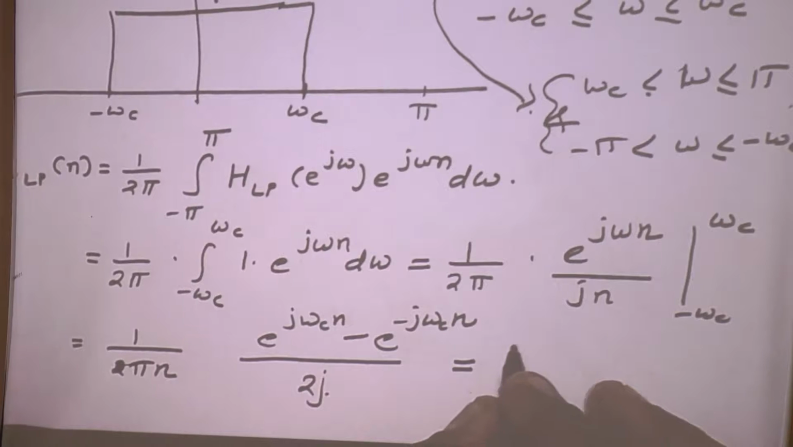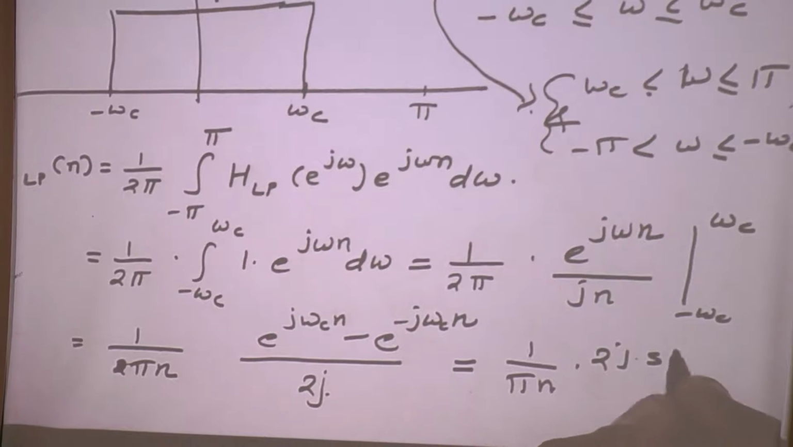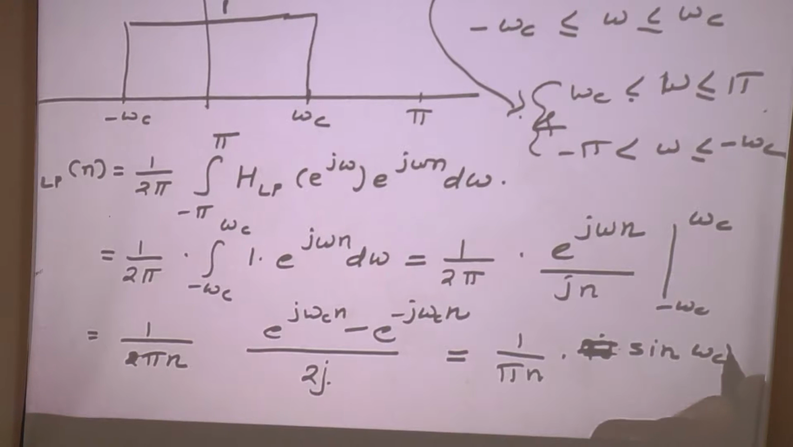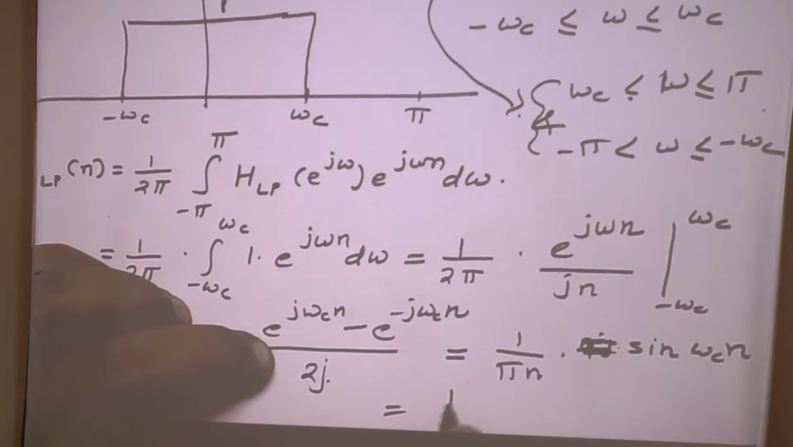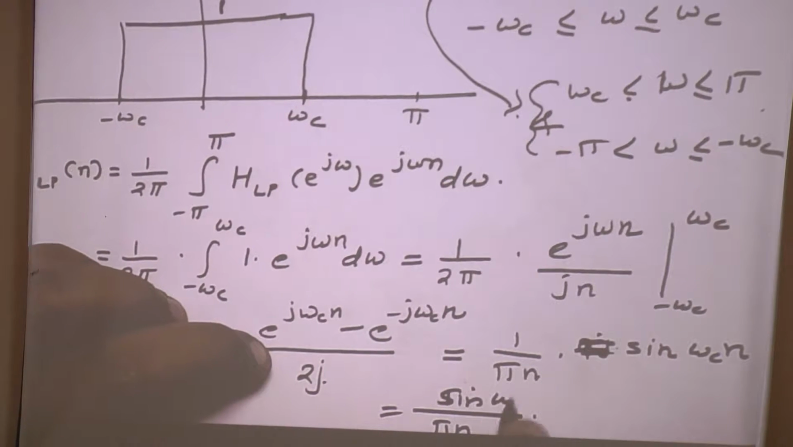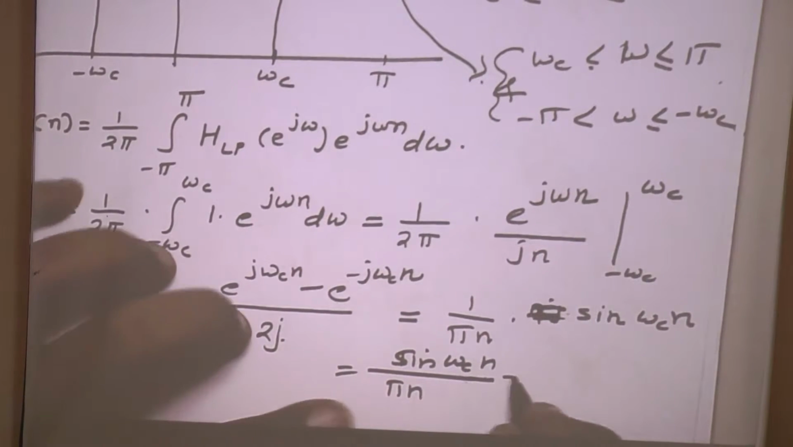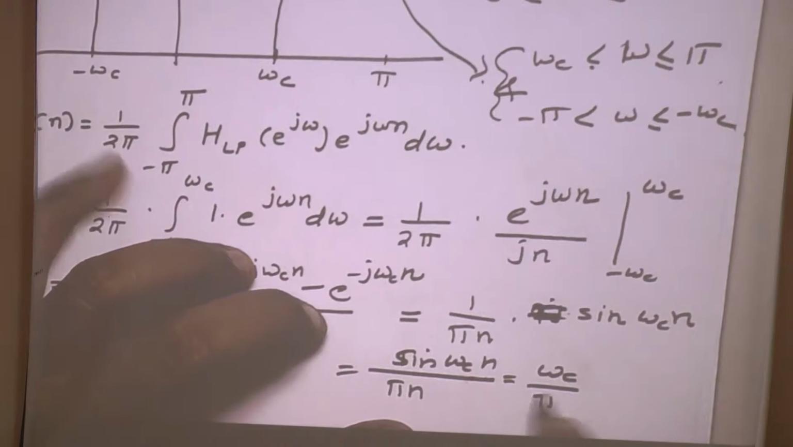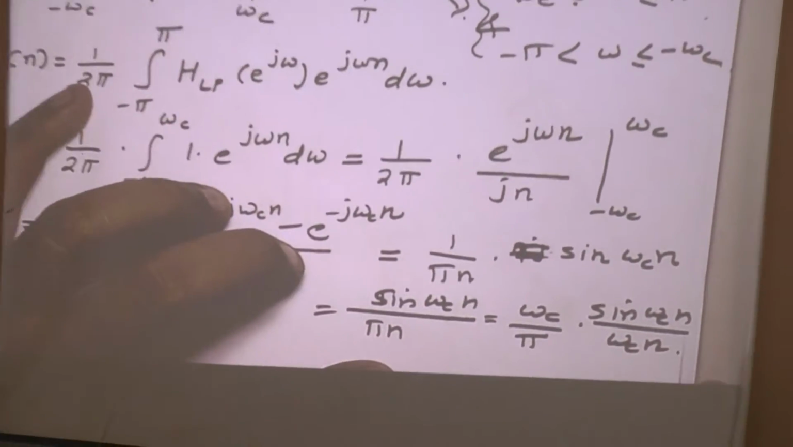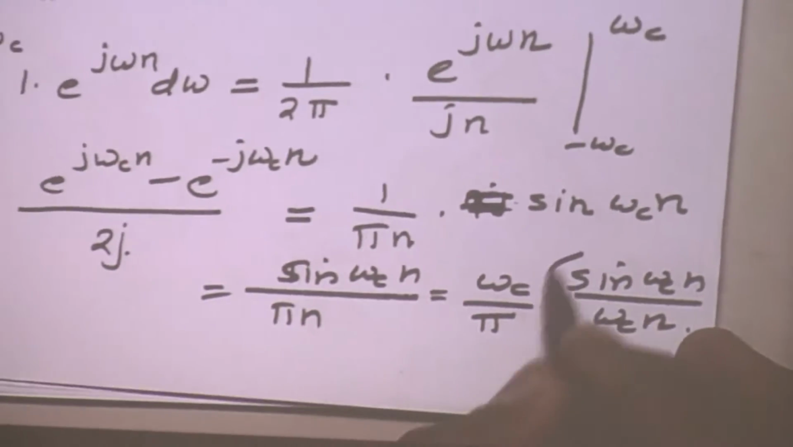This becomes equal to 1 upon pi n times twice j sine of, or I can write directly sine of omega c n, which means this is 1 upon pi n times sine of omega c n, or sine of omega c n divided by pi n. How can I write this further? Further it can be written as omega c by pi multiplied by sine of omega c n divided by omega c n. So this is a sinc function.